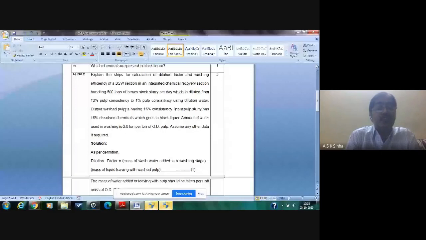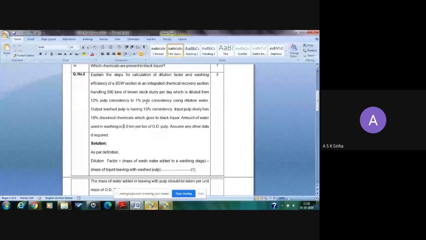Explain the steps for calculation of dilution factor and washing efficiency of a BSW section in an integrated chemical recovery section handling 500 tons of brown stock slurry per day, which is diluted from 12% pulp consistency to 1% pulp consistency using the dilution valve. And the output washed pulp has 15% consistency. Normally it has a range between 12 to 16%.